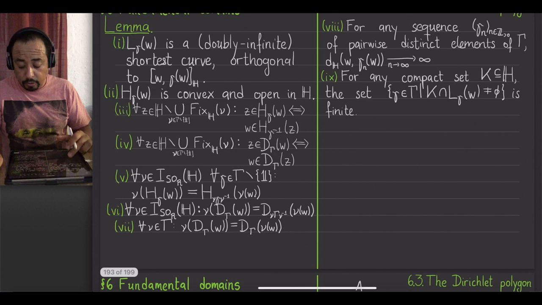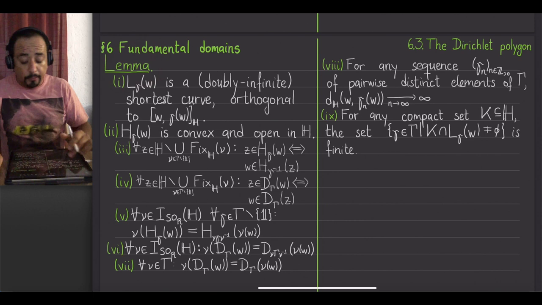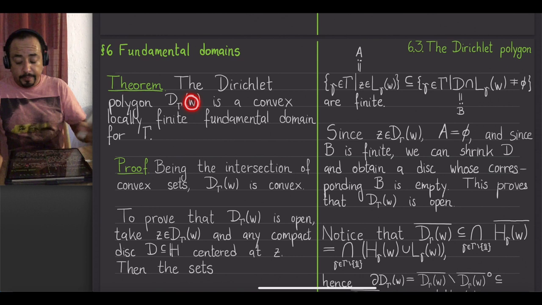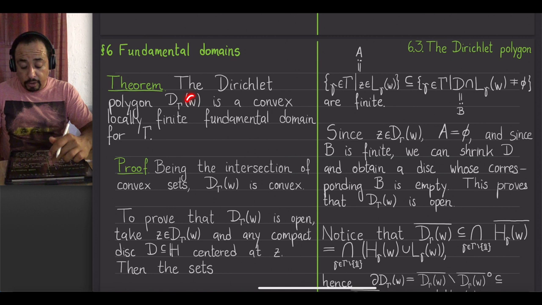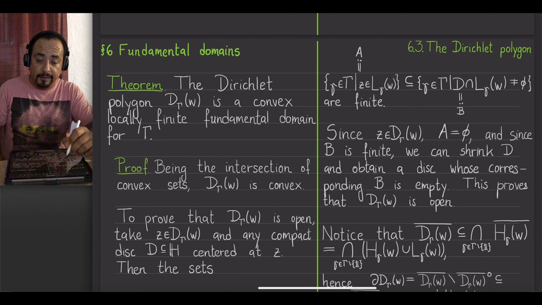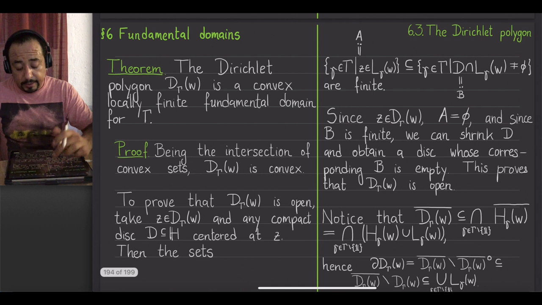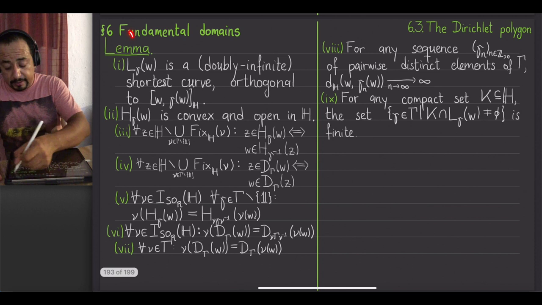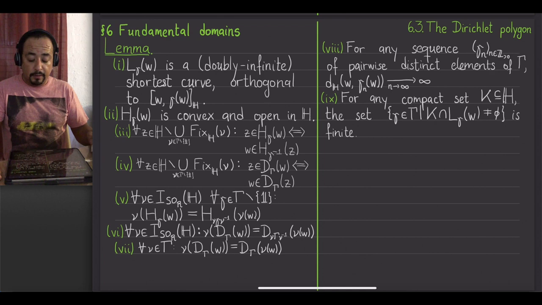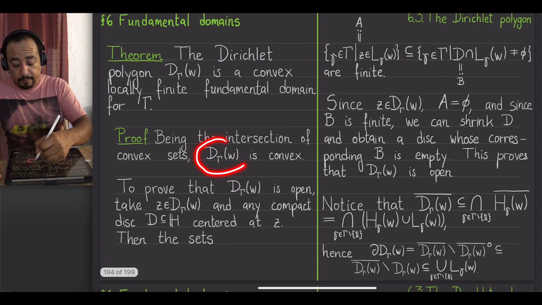And now we are going to use all of these properties. We are going to use this lemma to prove that the Dirichlet polygon with the center in W is a hyperbolically convex, locally finite fundamental domain for gamma. Don't forget that we took W to be a point with a trivial stabilizer in gamma, so that it is not fixed by any elliptic element of gamma. There is an easy part, which is that it is convex, because by this lemma we know that each of these half planes is convex. So the Dirichlet polygon is convex, because it is an intersection of convex sets.